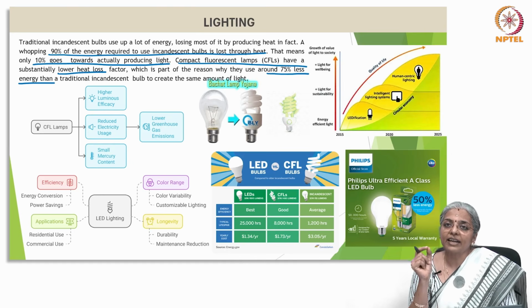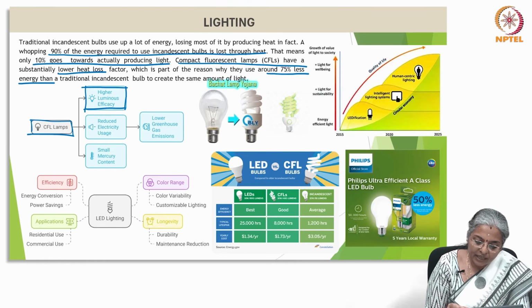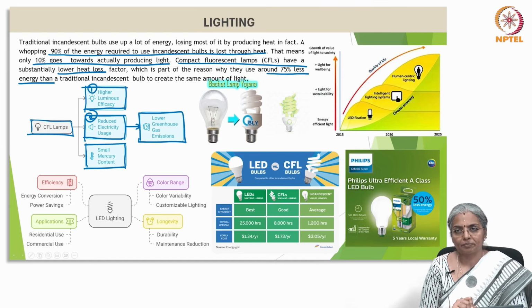CFLs contain a very small amount of mercury, approximately 4 milligrams in each bulb. So, when we use CFL lamps, we get higher luminous efficacy that causes reduced electricity usage, which results in lower GHG emissions. Also, the amount of mercury content is very, very less.